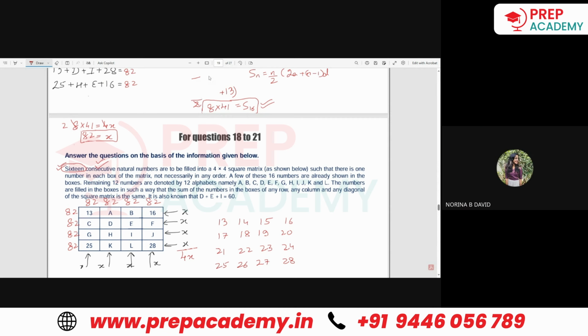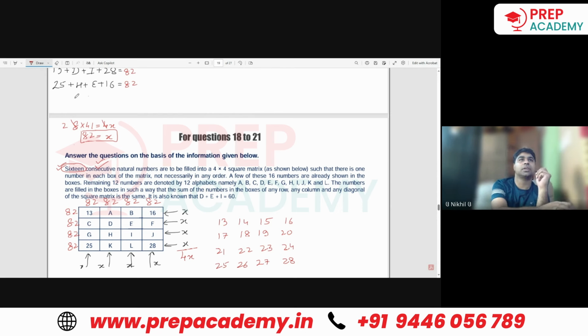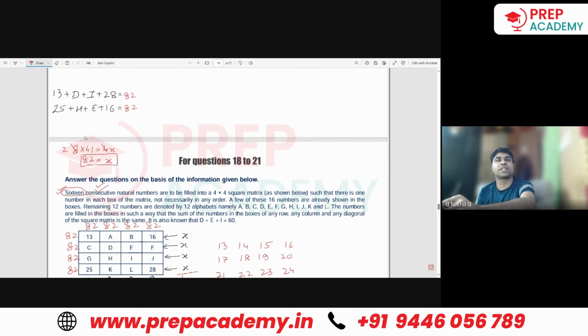Okay. Now, there is one more line which is given to us, which is d plus e plus I is equal to 60. And if you see the diagonal elements which are 13, d, I, and 28, with the help of this line, won't I be able to get that d plus I would be equal to 82 minus how much? 28 plus 13 would be 41. So d plus I is 41.